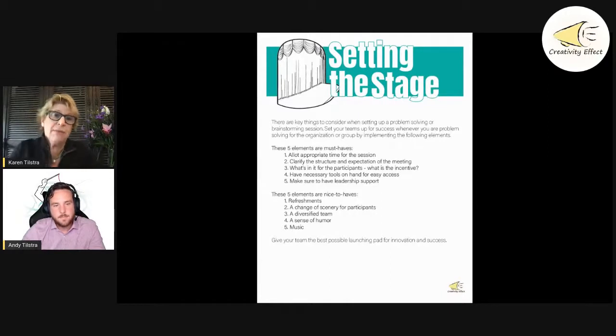Have a diversified team, a cross-functional team, just not the same old group that's always together. Have a sense of humor and provide music. These things do make a difference because they activate the brain in a different way. And when you're trying to creatively think or problem solve, you want your brain activated, not just in a linear, rational way. And so these are just some things to bear in mind. And again, they seem obvious, like, oh, who wouldn't think of this?